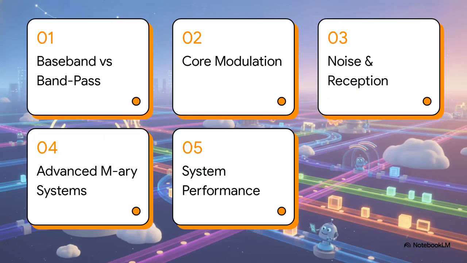Here is our roadmap for today. First, we'll look at baseband versus bandpass transmission. Then, we'll break down the core modulation techniques. Third, we'll tackle channel noise and how the receiver handles it. After that, we'll level up to advanced modulations and M-ary systems. And finally, we'll wrap up by visualizing constellations and comparing overall system performance.